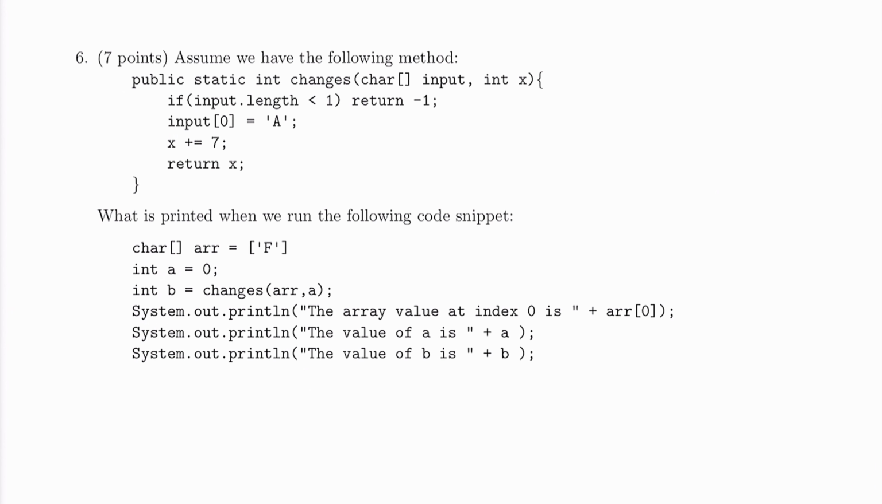So we start with an array with an f in it. So this is a one-dimensional array with one item. We start with an integer a equals 0. And then we set b equal to the return value of calling changes on the array and 0. So what happens when we call this?